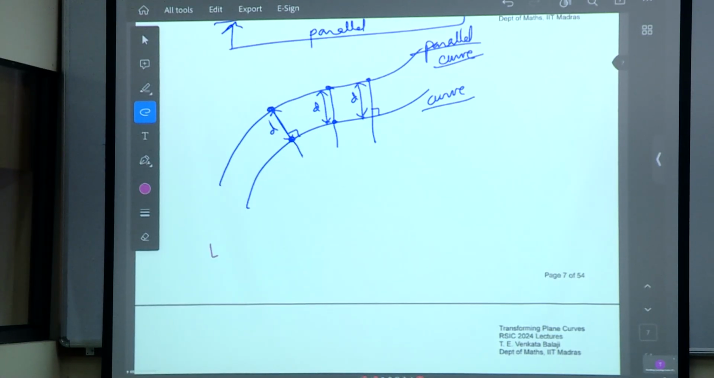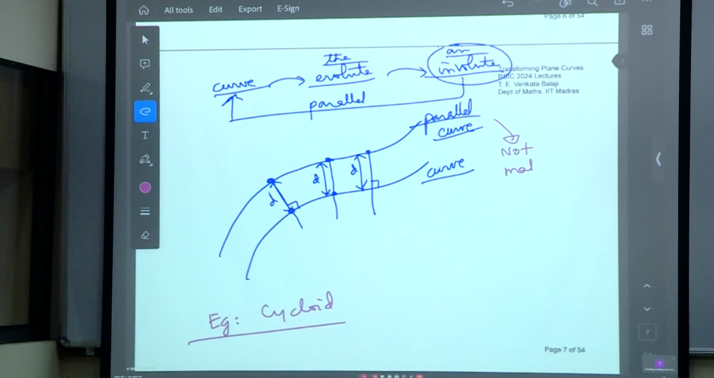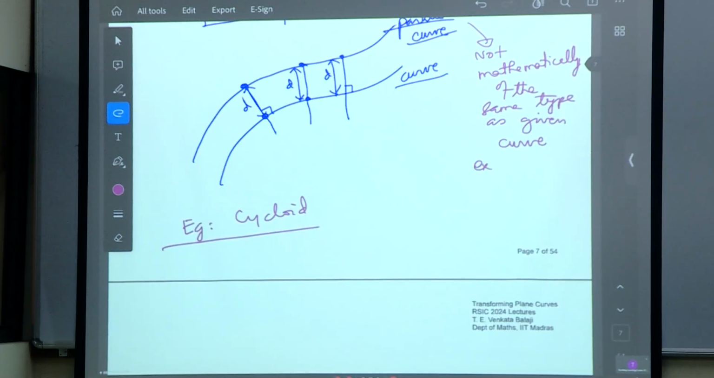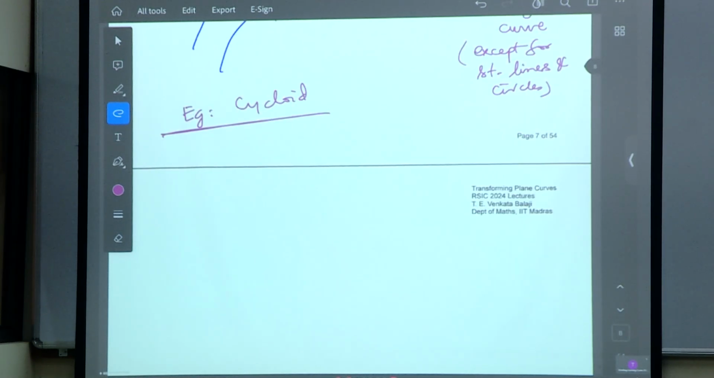So the example is the cycloid. Let me write here: this is not mathematically of the same type as the given curve, except for straight lines and circles. So, the cycloid.